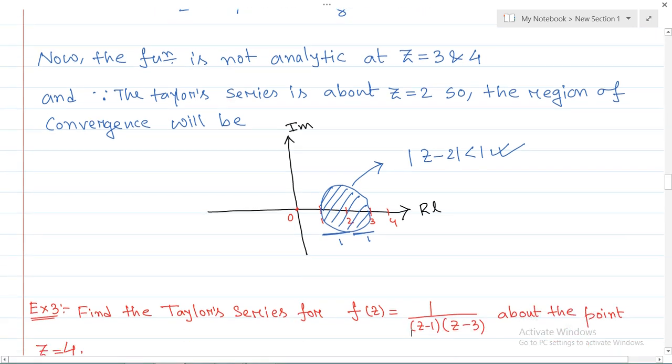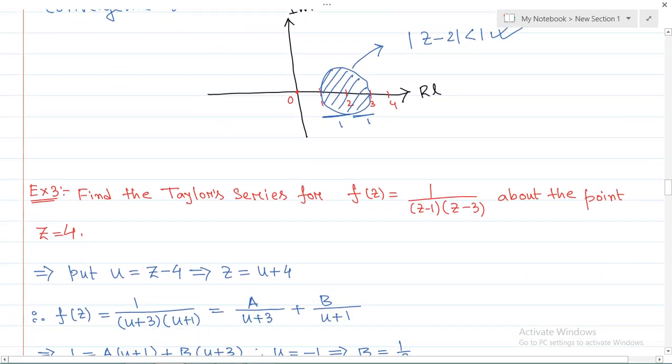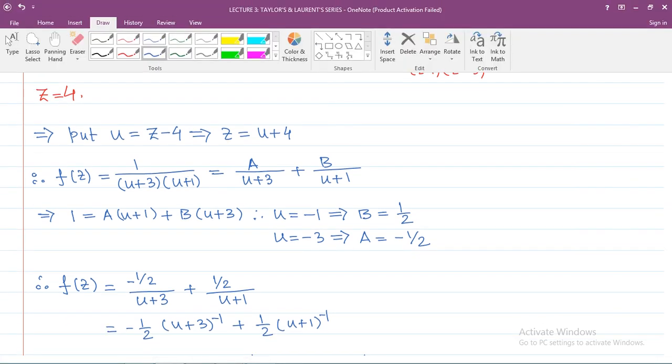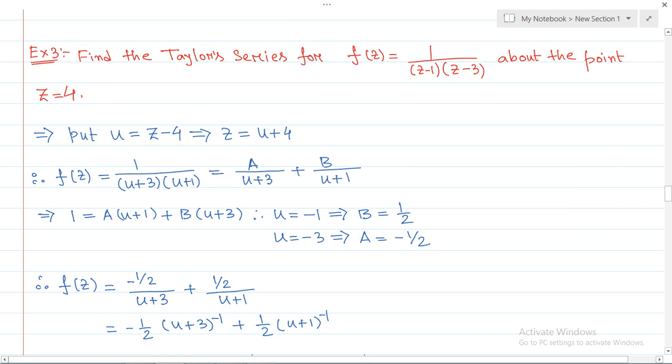Similar problem I have given here. You just go through it. Same type of question: the Taylor series expansion of the function f of z equals 1 upon z minus 1, z minus 3, about the point z equal to 4. So same thing: if we have any rational function and the point is given as z equal to 2, 3, etc., then we have to substitute something. So here we have substituted u equal to z minus 4, so z equal to u plus 4.